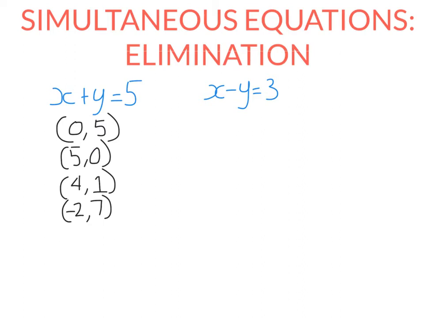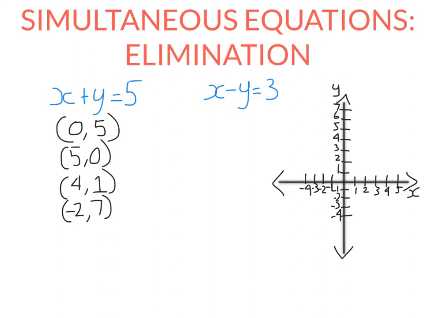All of these are solutions because if I substitute the first number for the x value, the second number for the y value, I get a true statement. Like for the last one, minus 2 plus 7 equals 5 is a true statement. So I could actually show you the infinitely many solutions displayed on a graph. Of course, each of these solutions I could plot on the Cartesian plane as a point.